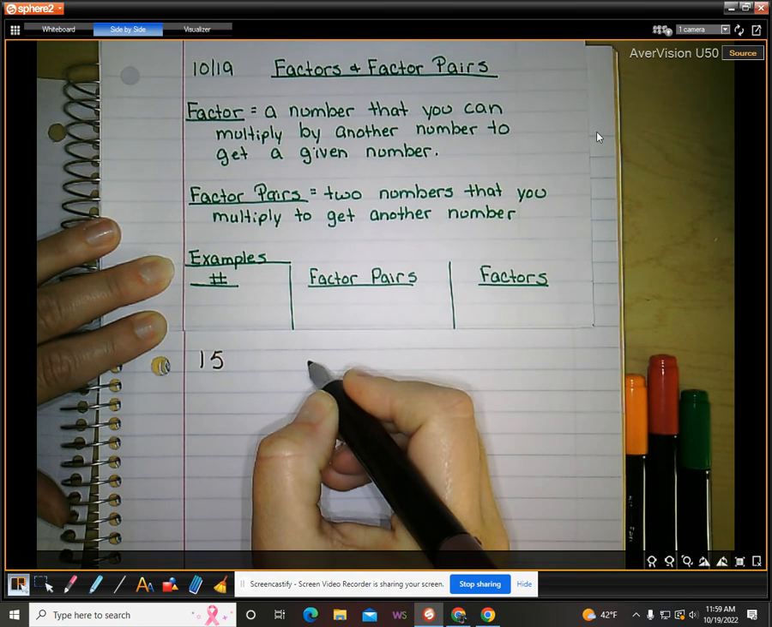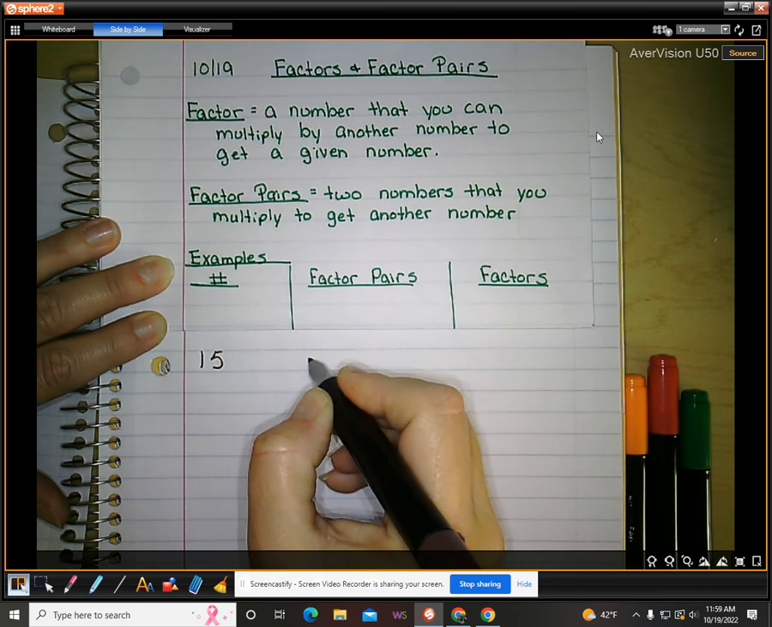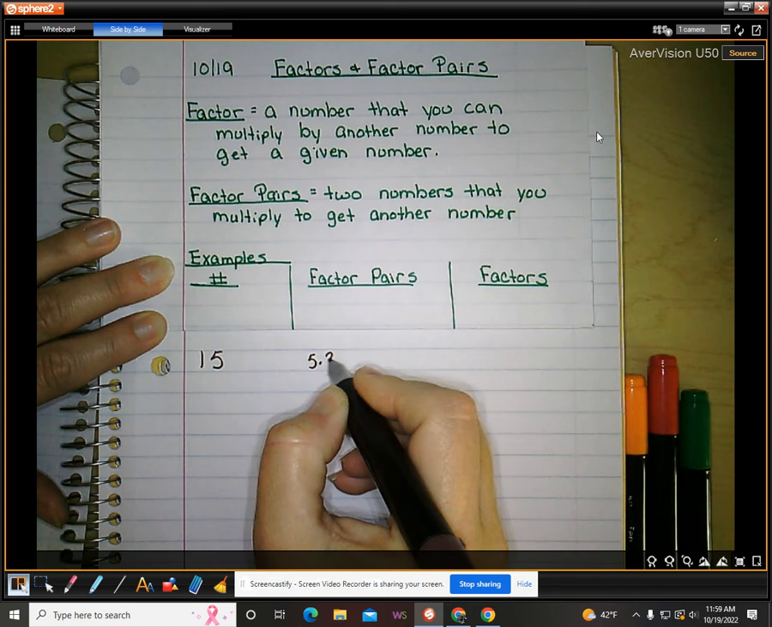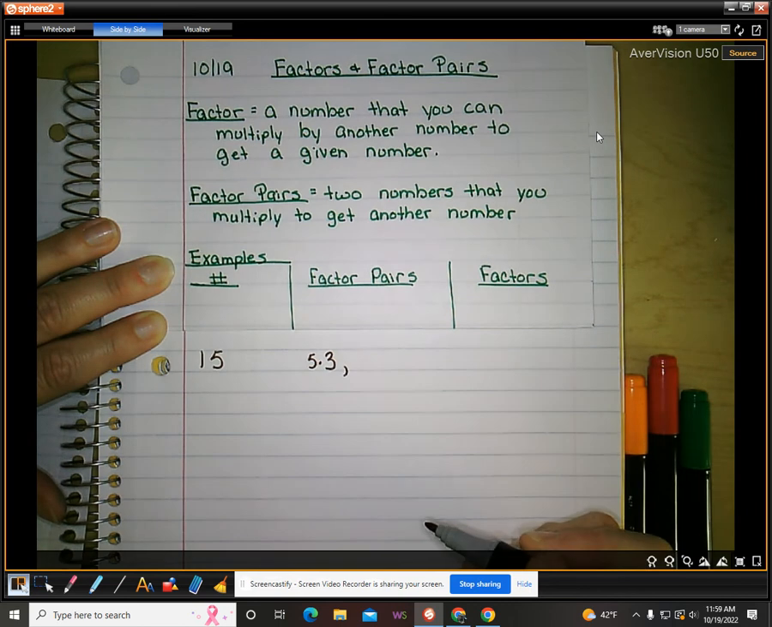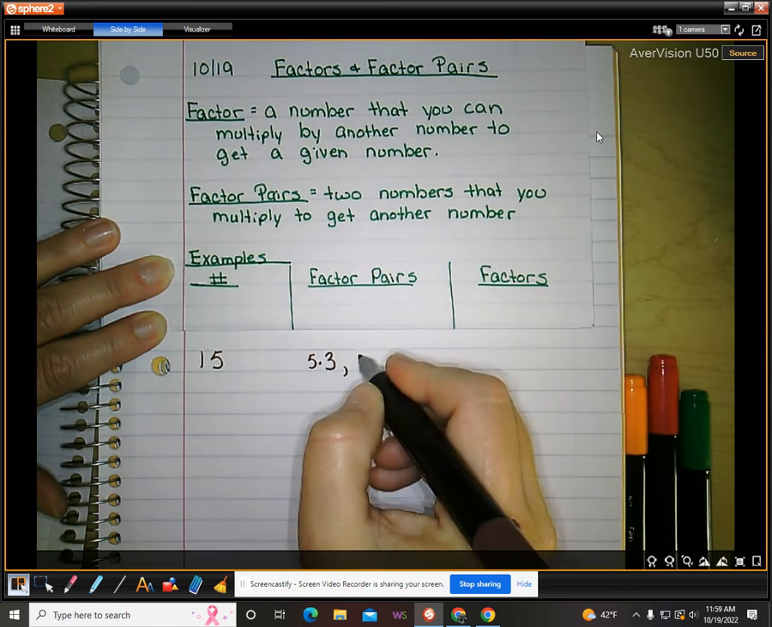What's one set? Ayana? 5 and 3. 5 and 3, same thing as 3 and 5. If you wrote 3 and 5, that's the same exact pair. Remember, we're using a dot, not a multiplication sign. Jordan, what else? 1 and 15.